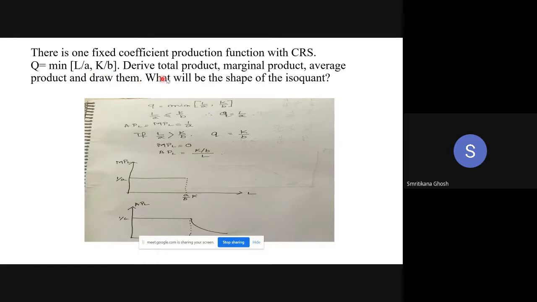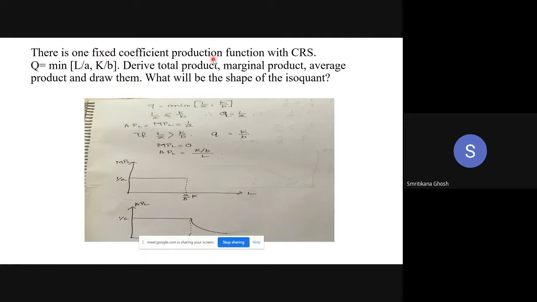Okay. So in that case, just forget about that. Look, if the fixed coefficient production function is given, derive the total product, marginal product, and average product, and draw them. This is the question, maybe some university question. Now, what will be the shape of the isoquant? We are going to draw everything from this coefficient function.